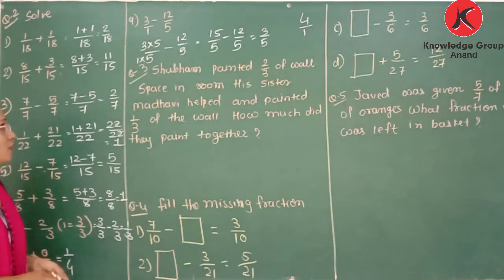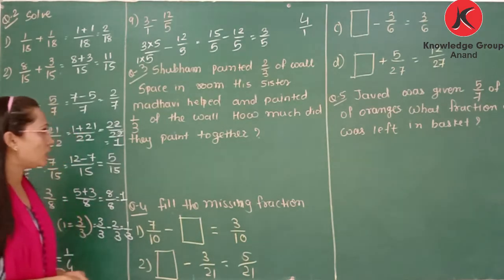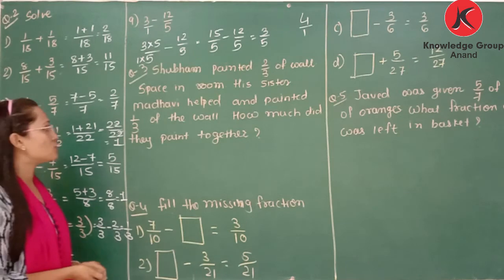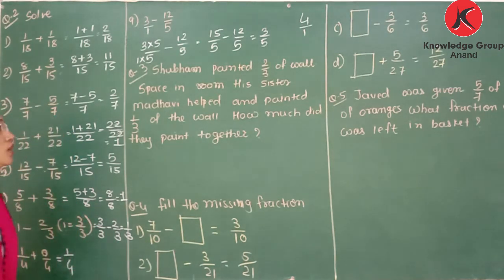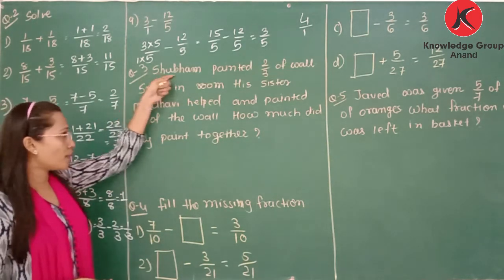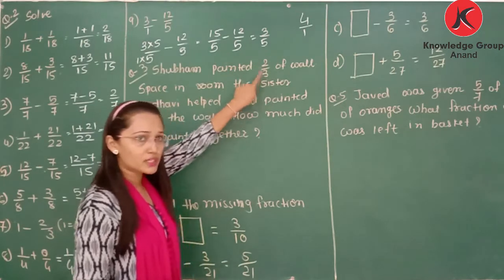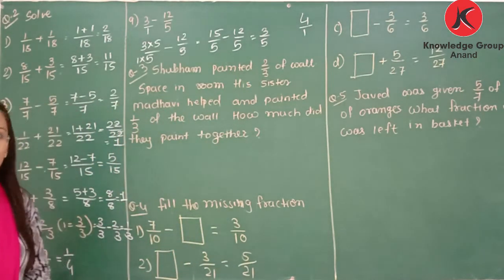Clear? Now example 3. Subham painted 2 by 3 of the wall space in a room. His sister Madhvi helped and painted 1 by 3 of the wall. How much did they paint together? Means Subham painted 2 by 3 part and Madhvi painted 1 by 3 part. So in total how much part is painted?